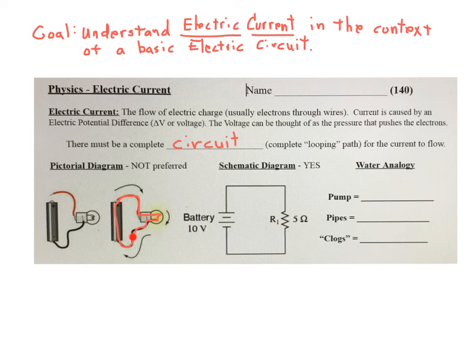The electrons always go from negative to positive, this way around. But if they were protons, they'd be going the other way around. So a positive moving in one direction is the same as a negative going the other direction. You don't need to worry about that a whole lot right now. But you have to have a complete circuit.